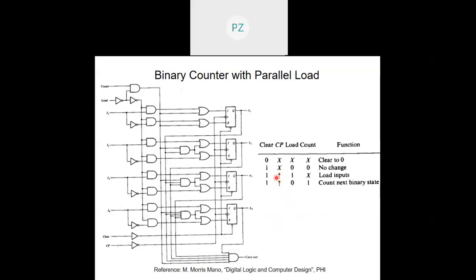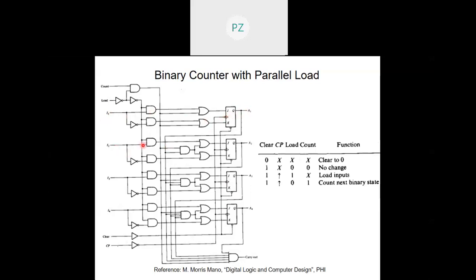So when clear is high and positive edge comes, the load is high, count may be anything. Count may be either 0 or 1. Let us see. When load is high, this particular line is high, right? This line is going to feed I1 at J and I1 dash at K. So it essentially becomes a D flip-flop. So whatever you give at I1, that will be stored here. So I1 is parallelly loaded into this flip-flop.